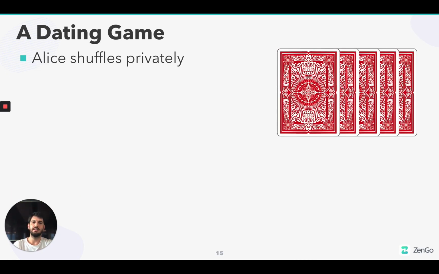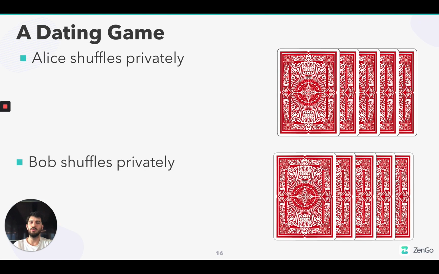Alice takes this deck somewhere private, so that Bob will not be able to see, and she's doing a very specific shuffling. The only thing she can do is take the top card and move it to the bottom of the deck, and she can do it again and again, as many times as she would like, as long as she does not reveal to Bob how many times she has done it. She then passes the deck to Bob, who does exactly the same. He can repeat as many times as he would like, as long as he does not reveal to Alice how many times he has done it.